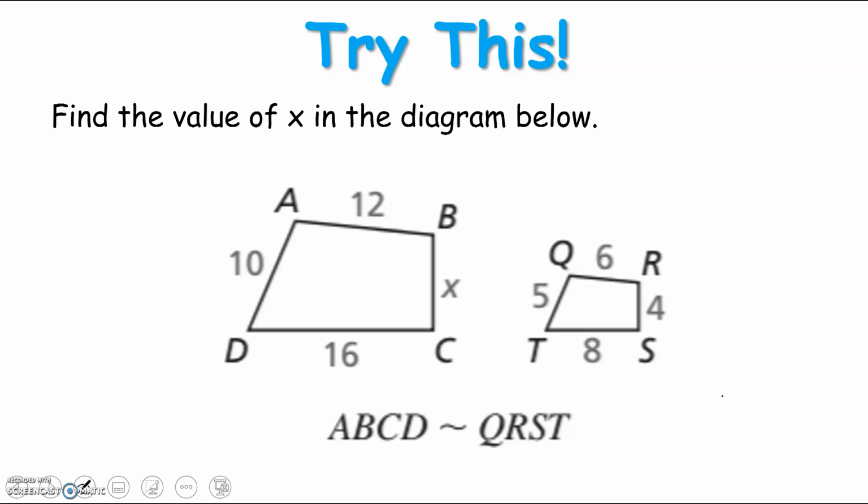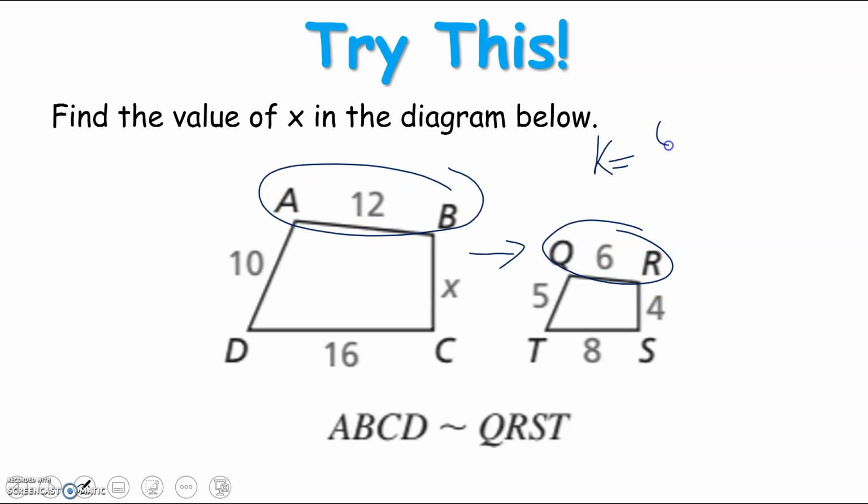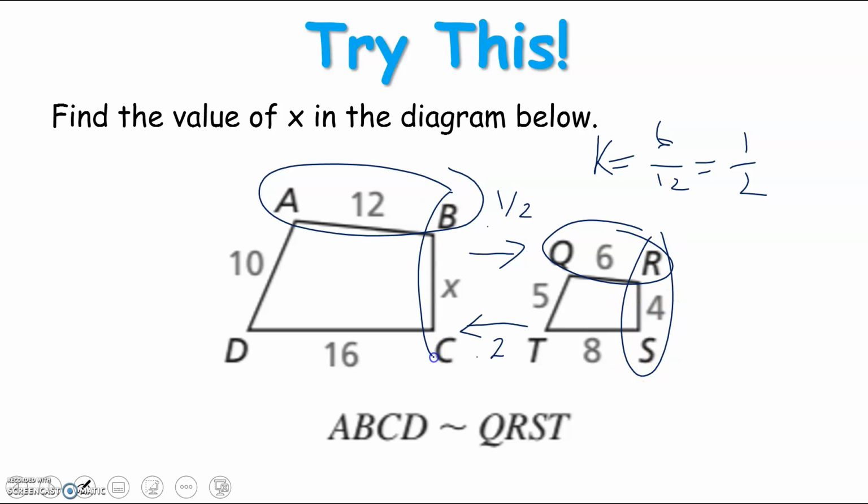All right, so once again, the first thing we want to do is find our scale factor. So we're going from left to right, and so our scale factor can be 6/12, or 1/2. Now we know that times 1/2 takes us this direction, but if I want to find X, I need to go backwards. So the opposite of 1/2 is 2/1, or times 2. So in order to get X, we know that it corresponds with RS. So we're going to say that X is just 4 times 2, or 8.